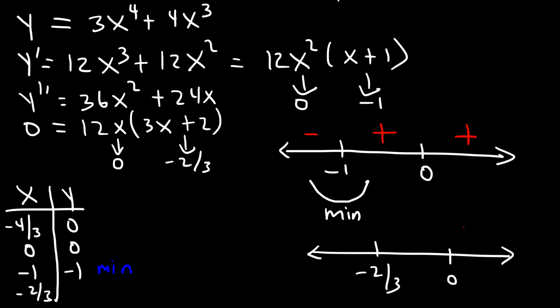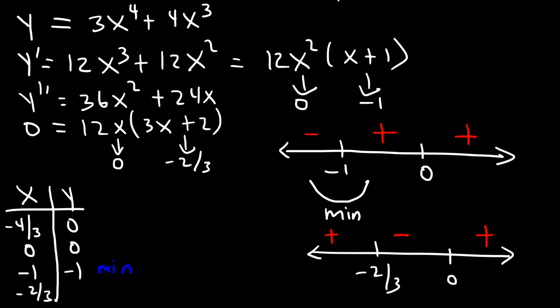Now if I plug in 1, 12 times 1 is positive, 3 times 1 plus 2 is positive. If I plug in negative a half, 12 times negative 0.5 is negative, 3 times negative a half, that's negative 1.5 plus 2, that's positive. A negative and a positive will give me a negative result. And if I plug in negative 1, 3 times negative 1 plus 2 is negative. 12 times negative 1 is negative. 2 negatives make a positive. So now I need to combine this into a single chart.